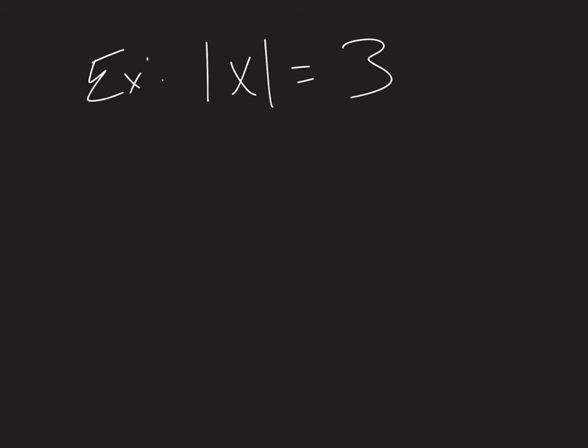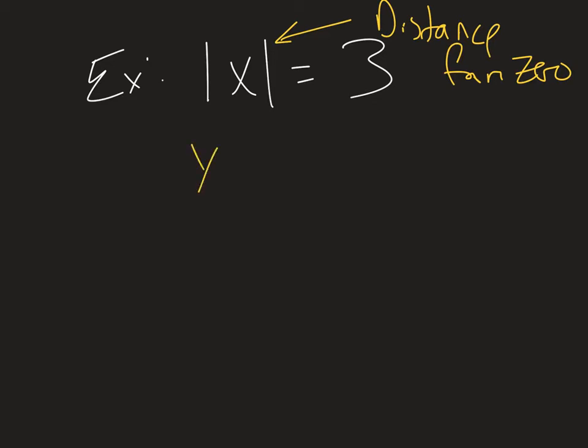Now if we think about what absolute value means, these little lines here, this means distance from 0. So what this tells me is that x is 3 away from 0. I have no idea whether or not it's positive or negative, so this would tell me x has to equal 3 or x has to equal negative 3.